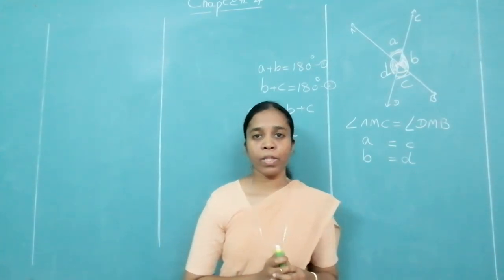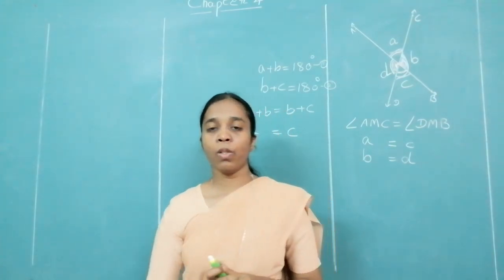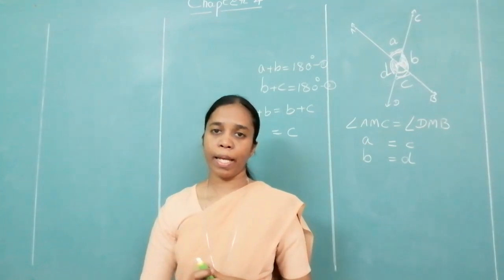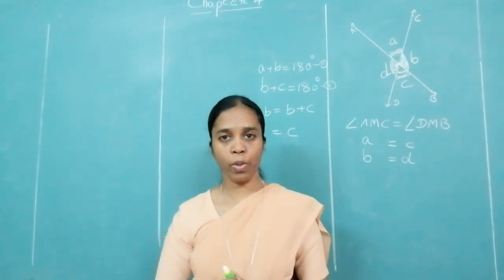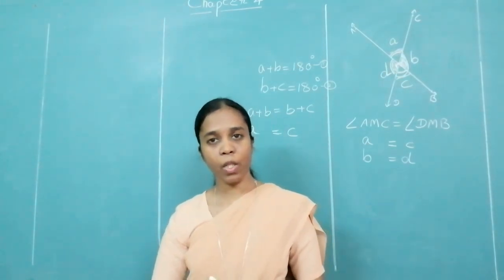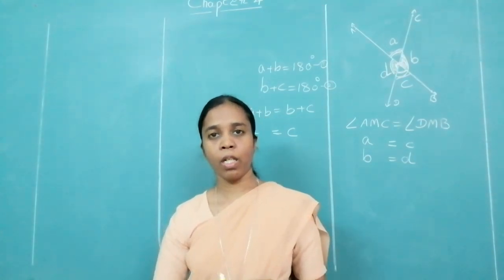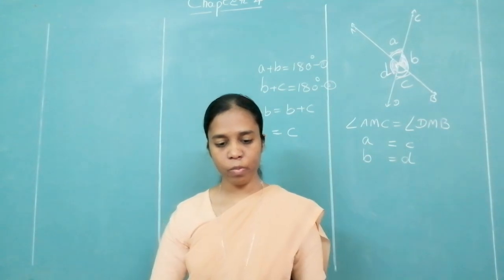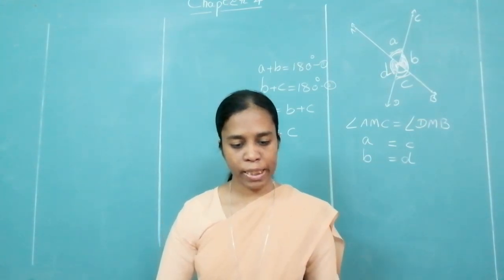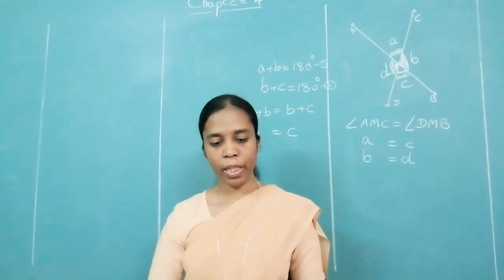Please take your last page. Write the point over there. Vertically opposite angles are congruent. Congruent means what? They are equal in measure. So vertically opposite angles are congruent. We shall go for practice set 20. Take practice set 20.